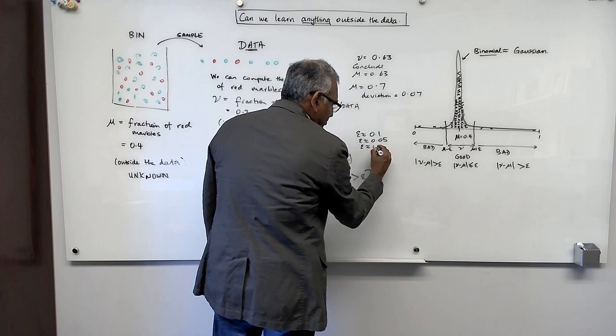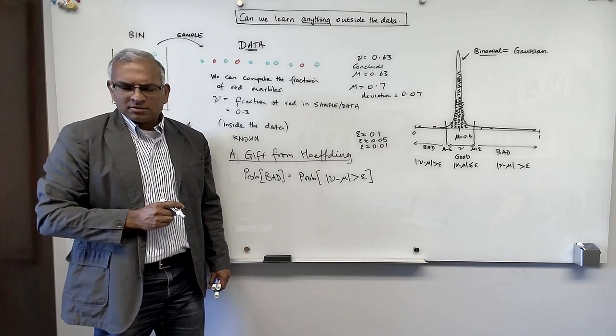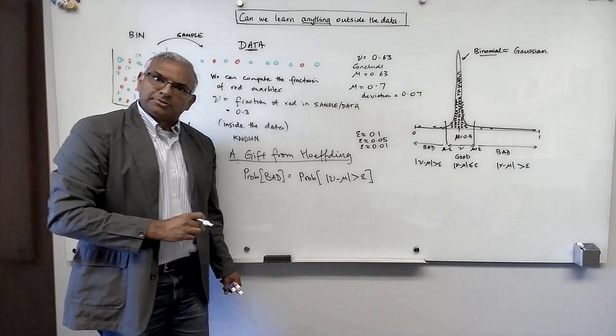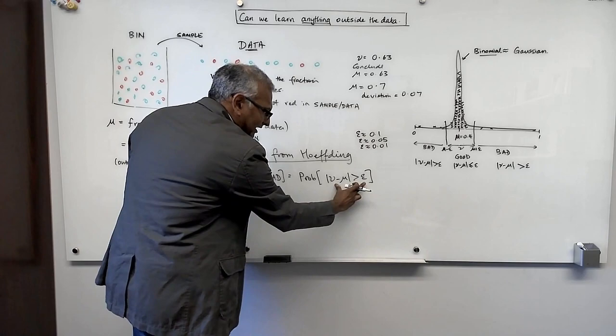So 1%. So if you claim that the population fraction is 0.4 and it's actually 0.39, no problem. But if it's 0.38, you're not happy. That's a pretty strict requirement. You have very high standards. But it's up to you. You define what it means to be bad.